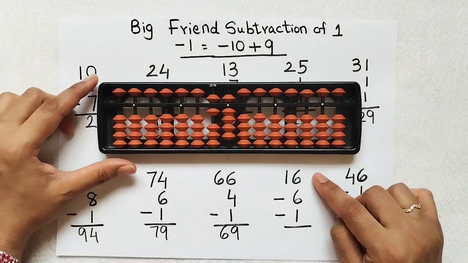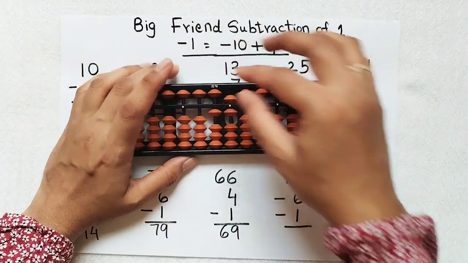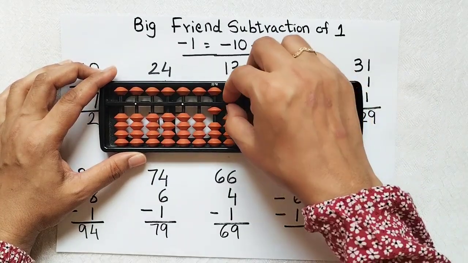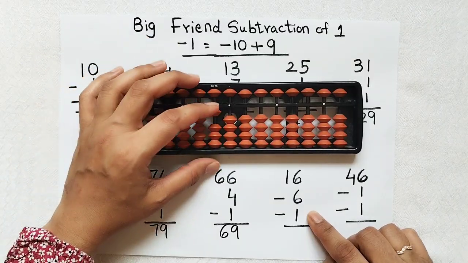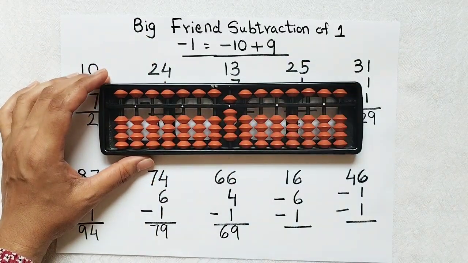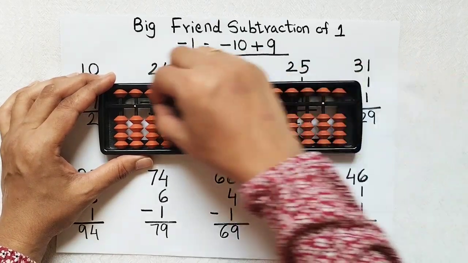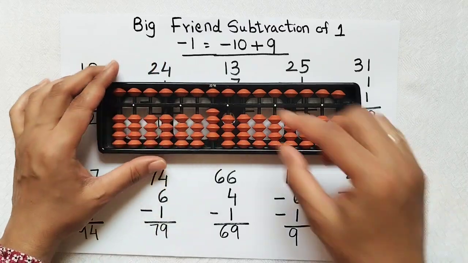Next one, 16 less 6 less 1. 16 less 6. Now less 6 is direct subtraction. Now less 1 is big friend subtraction. It is less 10 plus 9. My answer is 9.